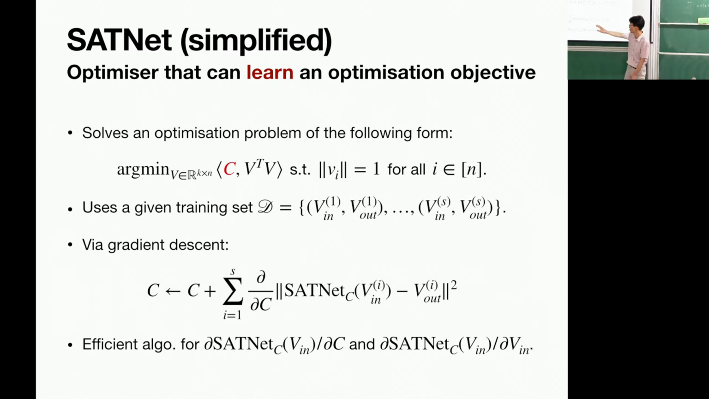So it computes this error for each training example, then computes its derivative and follows the derivative. But for this to really work, we should have an efficient way to compute the derivative. And actually, SATNet has an efficient way to compute the derivative, so that's the key feature of SATNet.